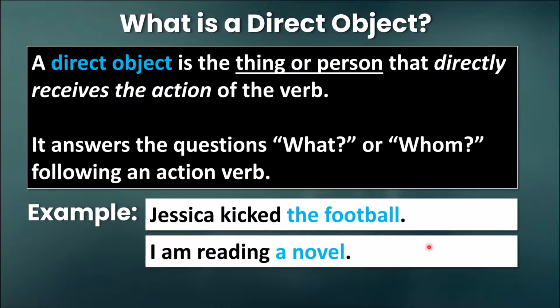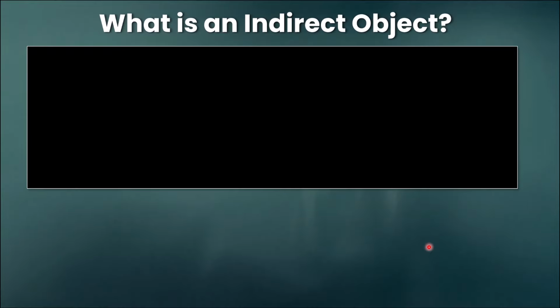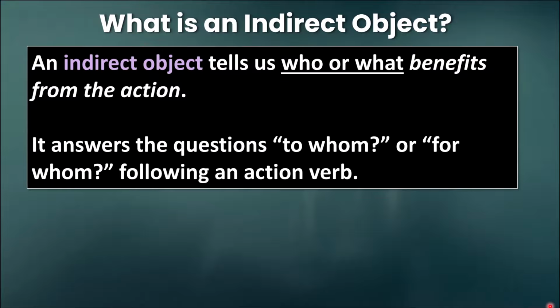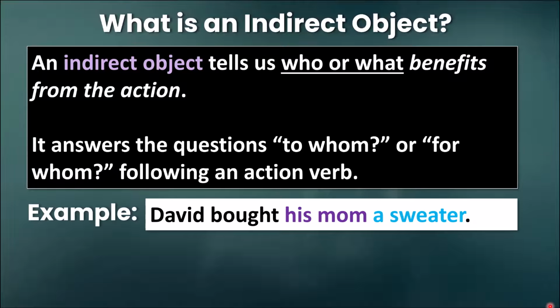So, let's look at examples of an indirect object. An indirect object tells us who or what benefits from the action. It answers the questions to whom or for whom following an action verb. For example, David bought his mom a sweater. In this sentence, we have two objects. We have his mom and we have a sweater.